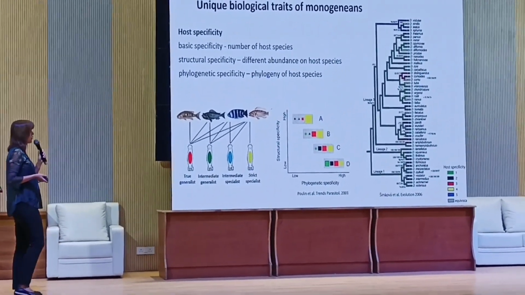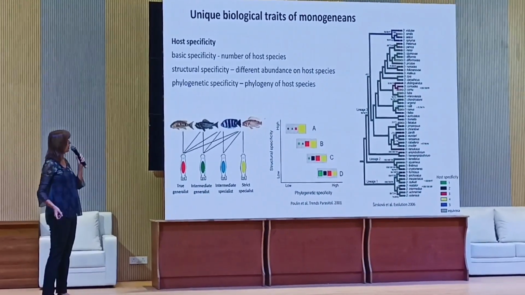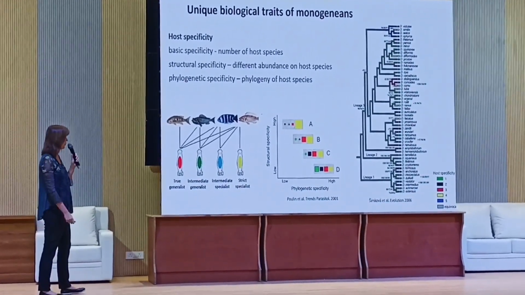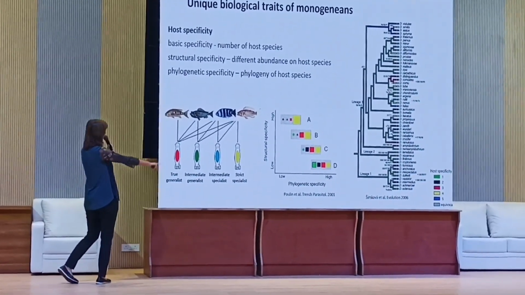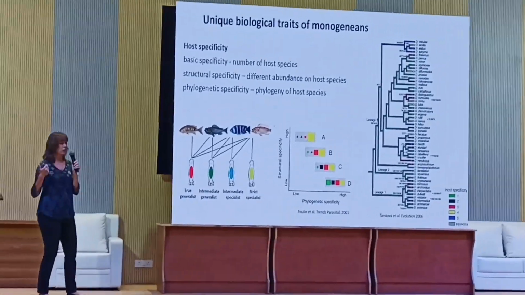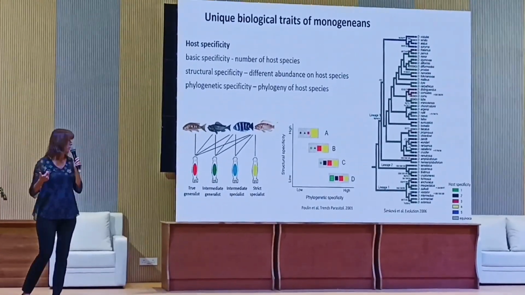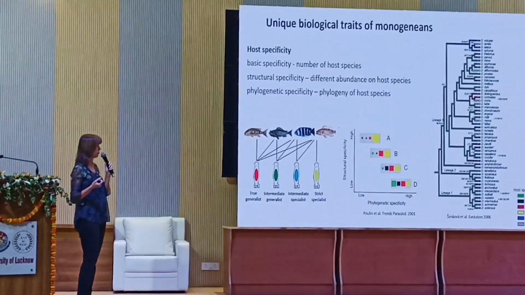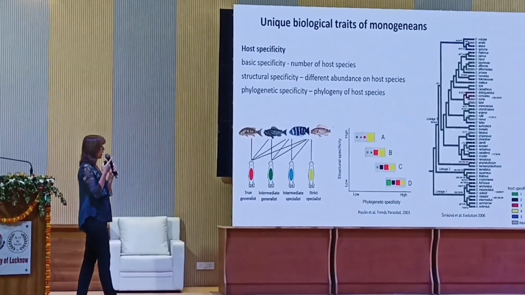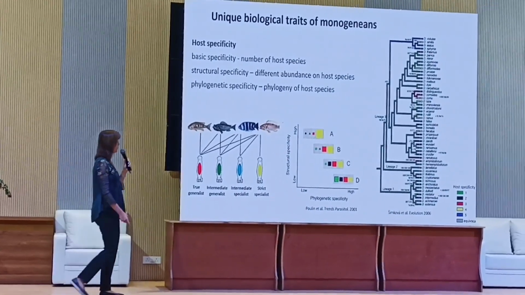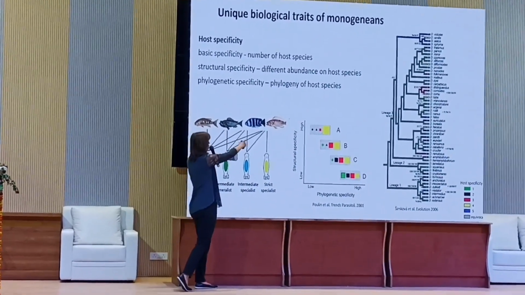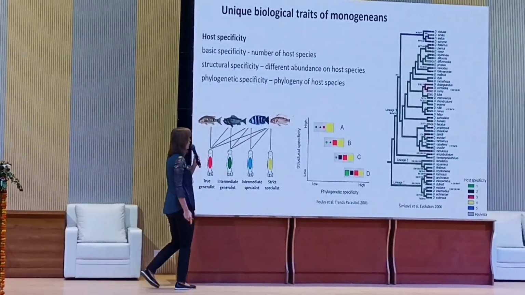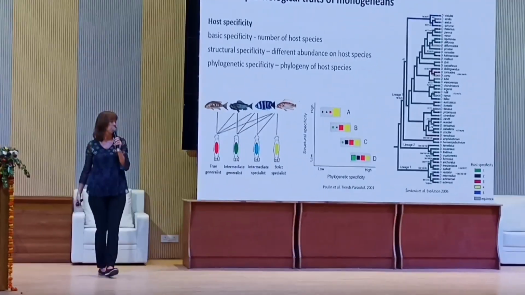So classically we use semi-quantitative separation of host specificity, which is shown on the picture on the left side. So you can distinguish so-called strict specialists, which parasitize a single host species. You can recognize intermediate specialists, which parasitize 2 closely related fish species, mainly congeners.